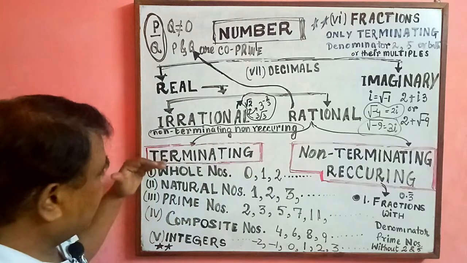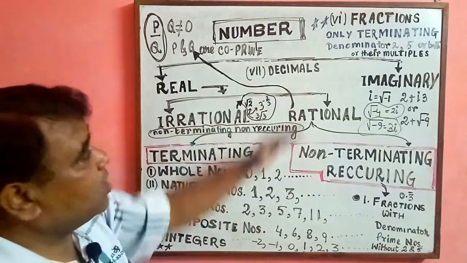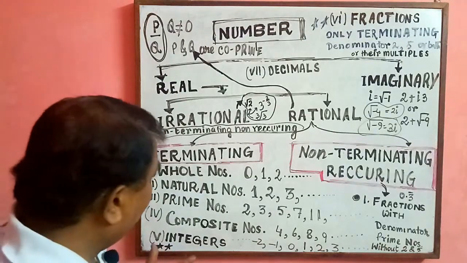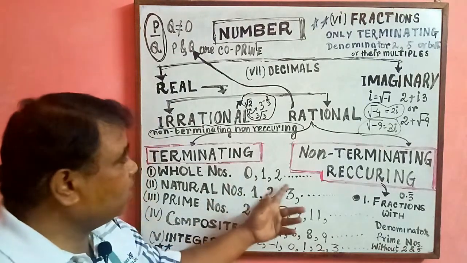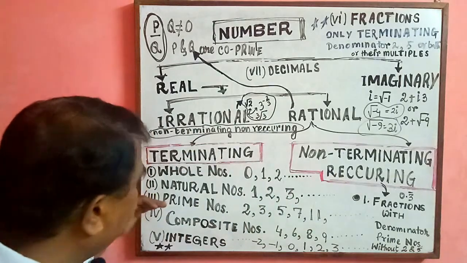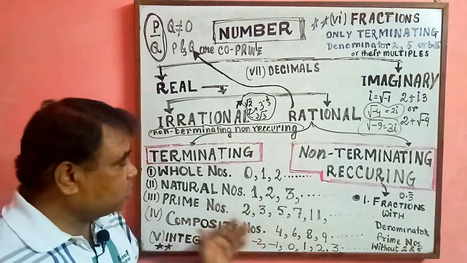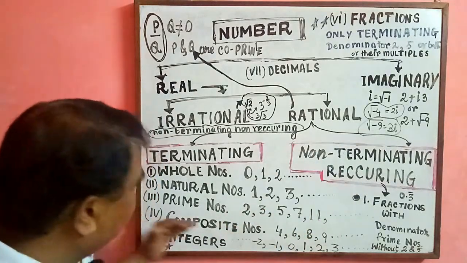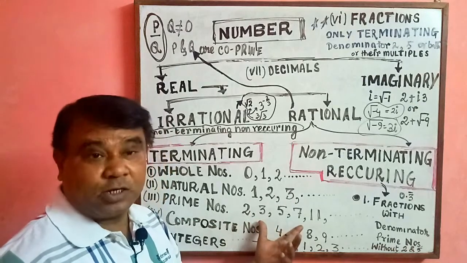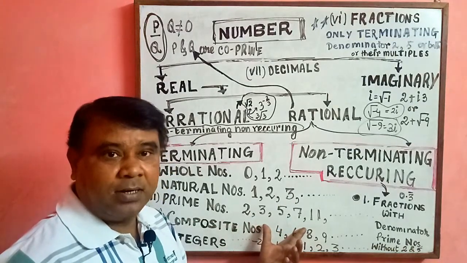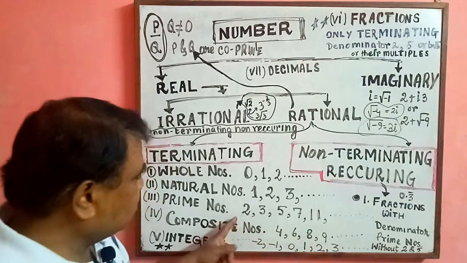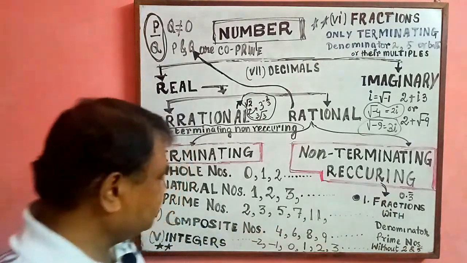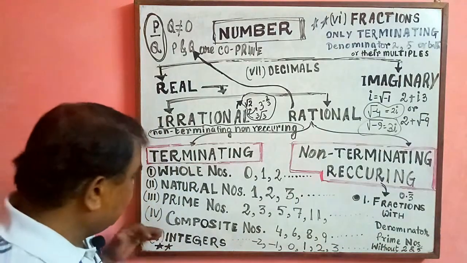Here you see, I have written 7 types of rational numbers, like whole numbers that you know well. We start with 0, 1, 2 and it progresses further. Natural numbers start with 1, 2, 3 further progressing. Prime numbers have only 2 factors, itself and 1. It starts with 2, 3, 5, 7, 11, progressing, having only 2 factors.